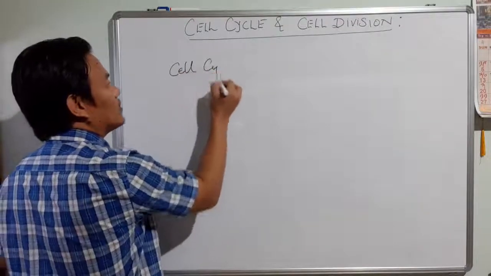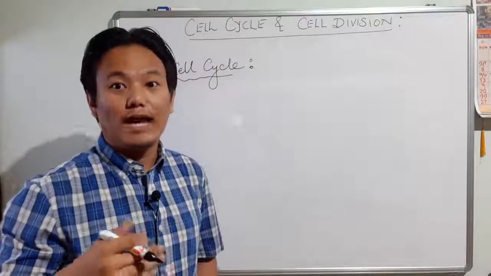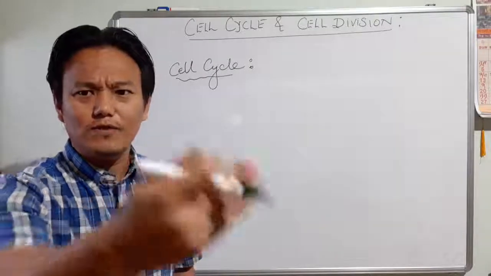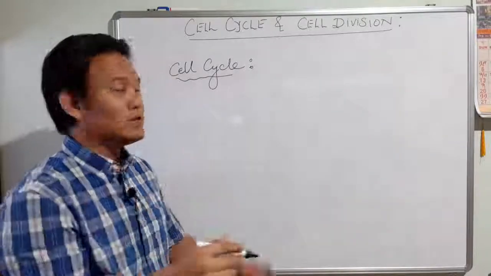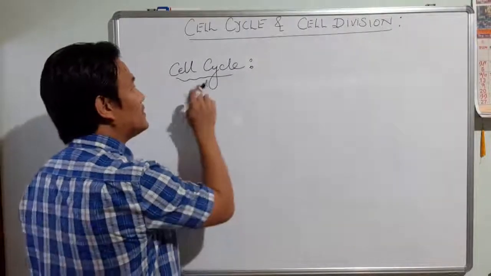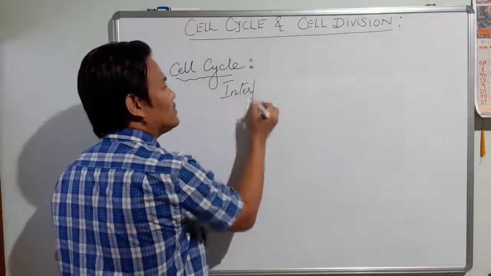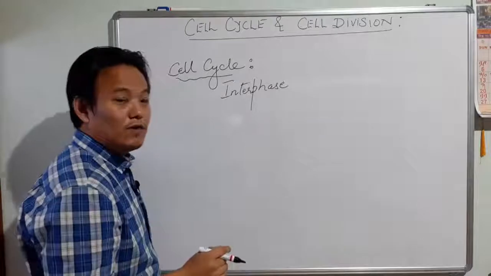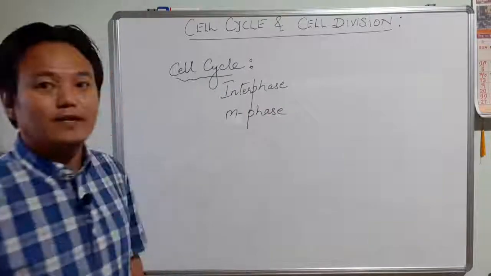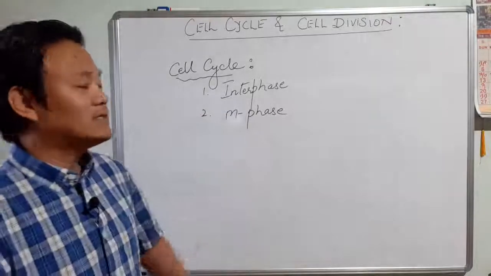The cell cycle is the sequence of events which happens during cell division. This sequence of events is what we call the cell cycle. There are two phases, right? We have got interphase and we have got M phase. These are the two phases of the cell cycle.